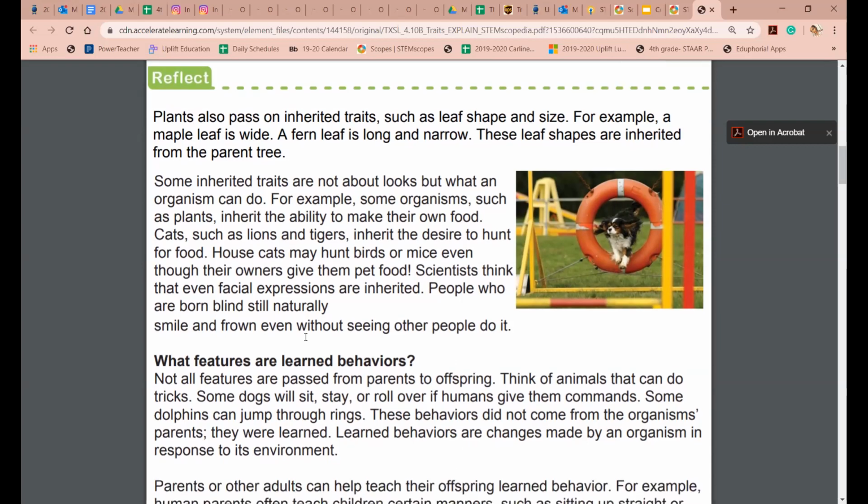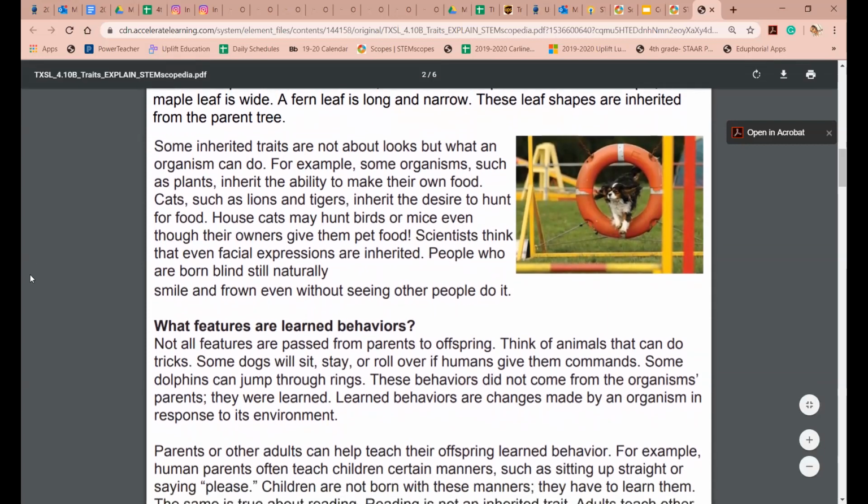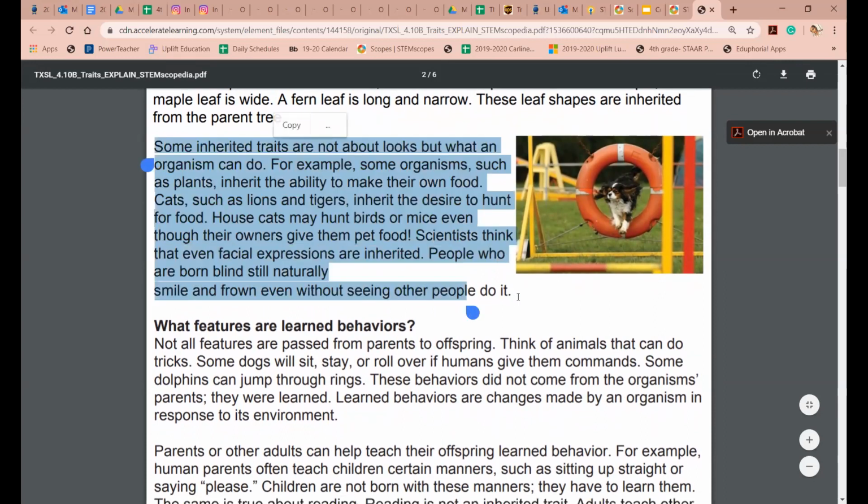Okay, now learned behaviors. So, oh, sorry, let me cover this piece right here real quick though, actually, before we keep going.